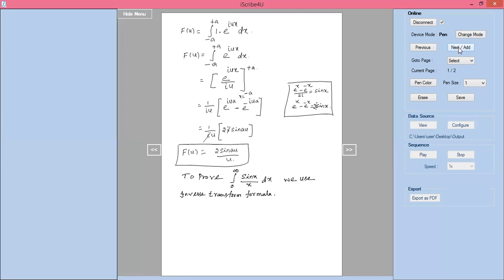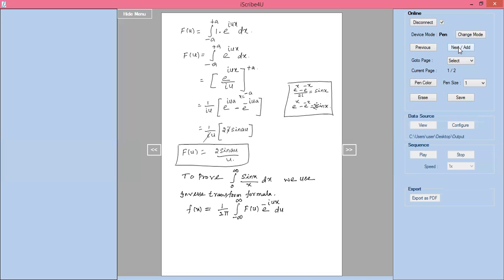1 by 2 pi. So we know that 1 by 2 pi into integration of minus infinity to plus infinity f of u into e power minus iux into du is nothing but equal to f of x. I'll write f of x first in the starting: f of x equals 1 by 2 pi integration of minus infinity to plus infinity f of u into e power minus iux into du.